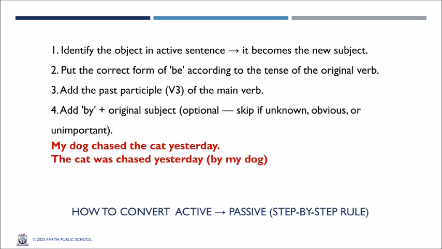We can write "by my dog" or we may skip it. Both are correct. When we find the original subject is something unknown or obvious or unimportant, we can skip it. Otherwise, we are going to mention it. So that's how we convert active voice to passive voice.